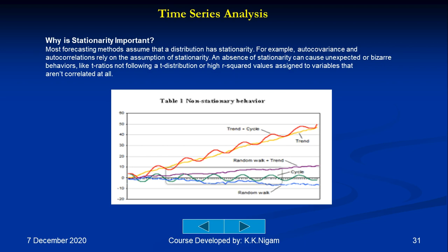Why is stationarity important? Because most forecasting methods assume that the distribution has stationarity. For example, autocovariance and autocorrelations rely on the assumption of stationarity. An absence of stationarity can cause unexpected or bizarre behavior, like t ratios not following a t distribution or higher r squared values assigned to variables that aren't correlated at all.